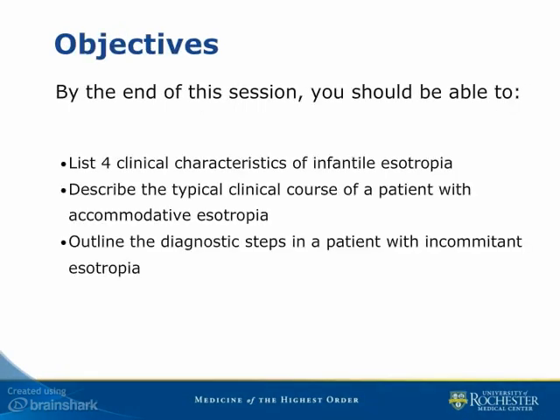Specific objectives include the ability to list 4 clinical characteristics of infantile esotropia. You should be able to describe the typical clinical course of a patient with accommodative esotropia. And lastly, you should be able to outline the diagnostic steps in a patient with concomitant esotropia.